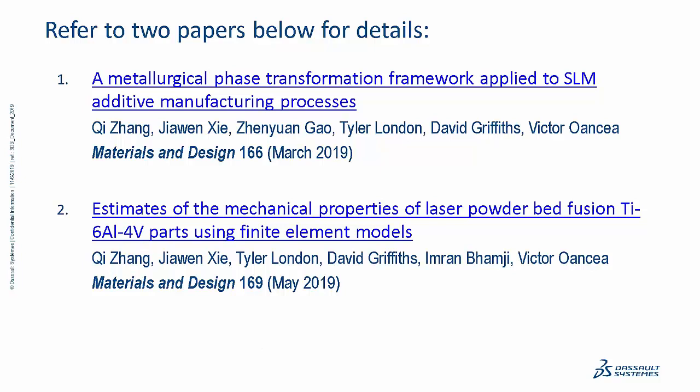Here are two papers covering the metallurgical phase transformation framework and the subsequent mechanical properties prediction. Since January this year, Materials and Design became an open access scientific journal. If you are interested in the detailed validation work, please refer to these two papers just published this year.